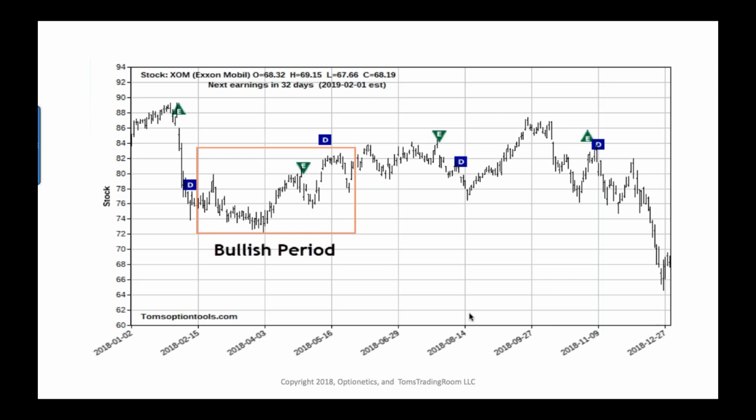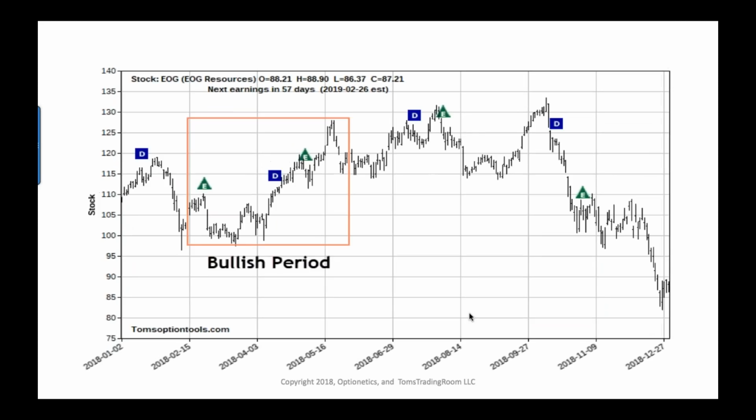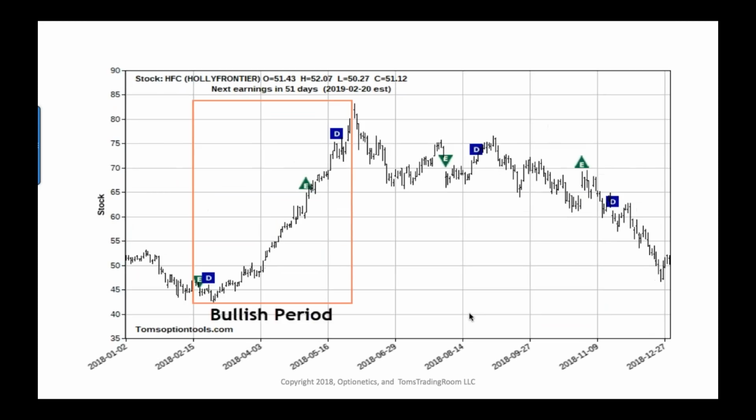What can you do to fix that if you really want to get into that stock? And so ExxonMobil, I think we found a really good position on it, but we also looked at Schlumberger. If you remember, Schlumberger we were looking at as well. We were looking at EOG Resources. That was at the end of last week. And then, of course, we finished off our homework assignment or our case studies looking at HollyFrontier.